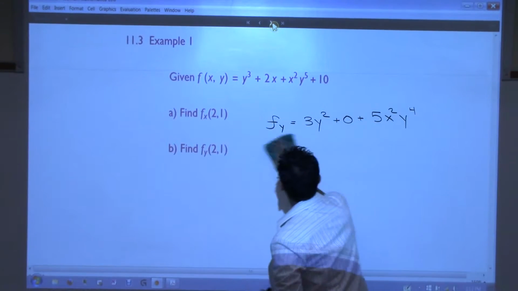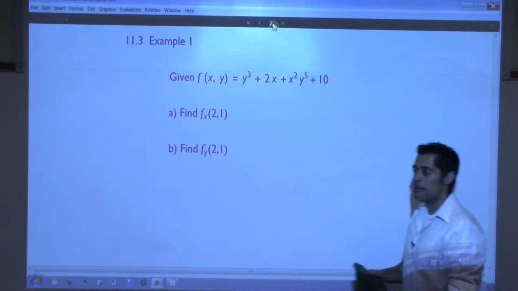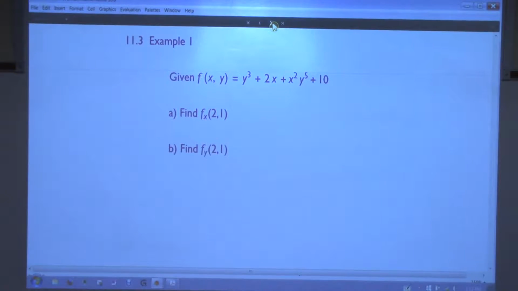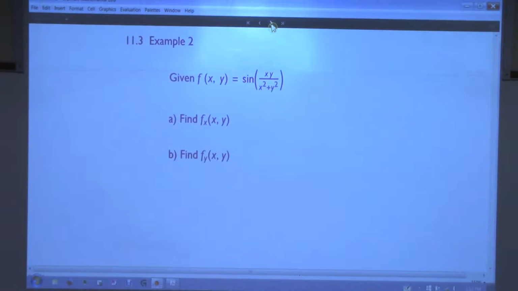All right. Can you take partial integrals? Yes, partial integration. It's coming. Yep. Yep. Careful what you wish for.